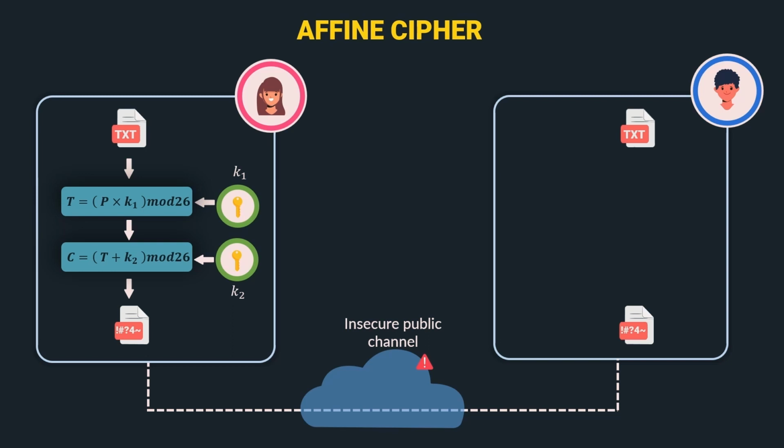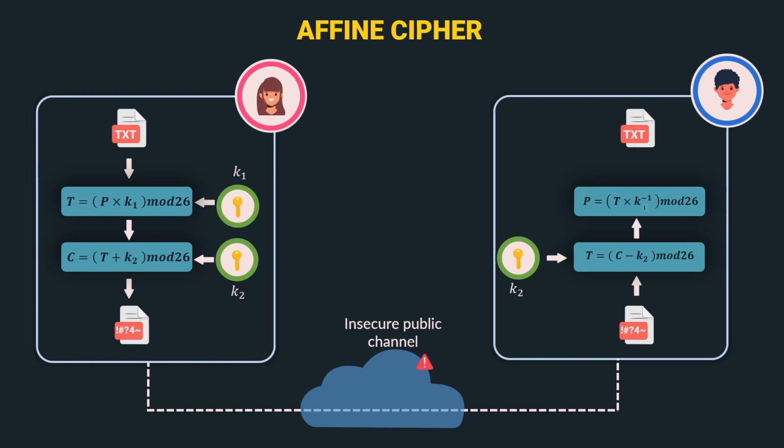Similar to encryption, the decryption is also divided into two parts. Let's have a look at the first part. So the first part is T equal to C minus K2 mod 26. So here Bob takes the ciphertext and subtracts the key K2 and applies mod 26 operator to generate the value of T. Now this value is sent to the second step, which is P equal to T into K1 inverse mod 26. So here Bob multiplies T with the multiplicative inverse of key K1 and applies the mod 26 operator to generate the plaintext.